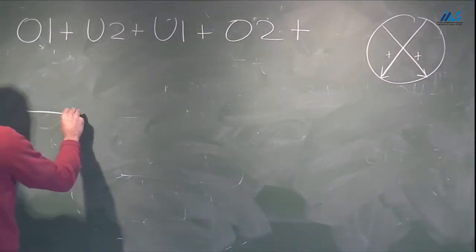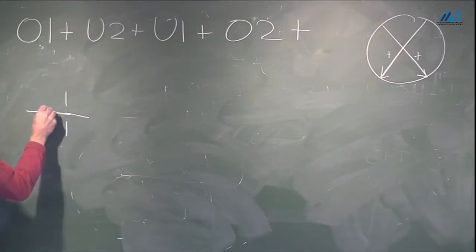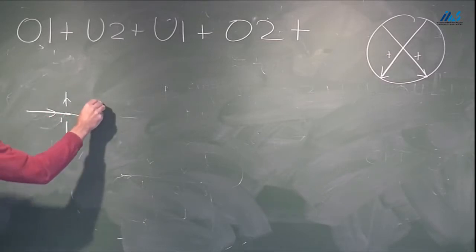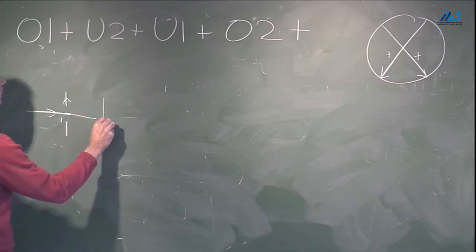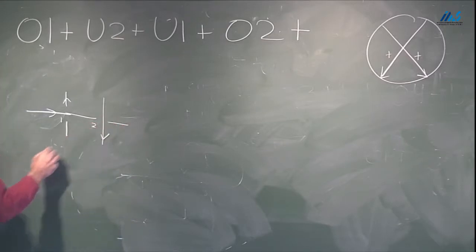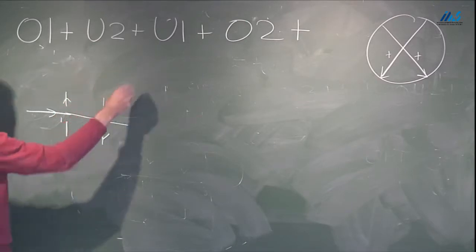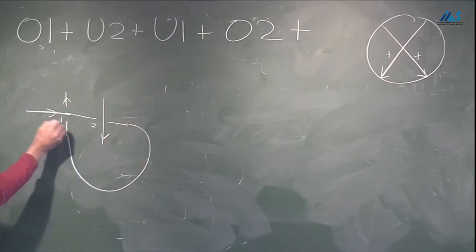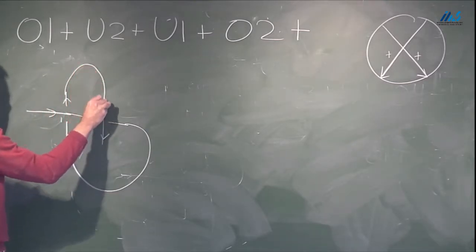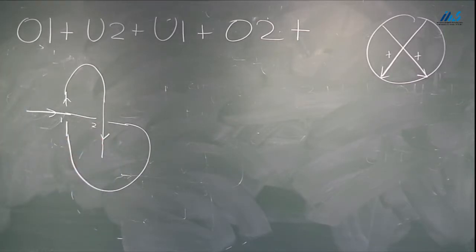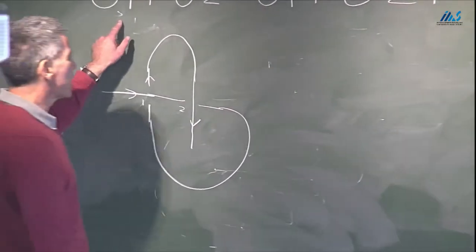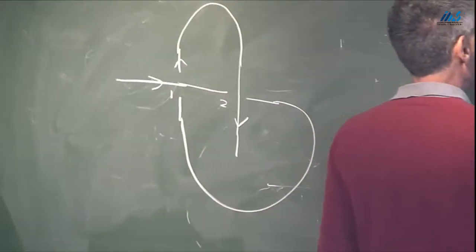Well, we go over the first with a plus. So that's 1. And we go under the second with a plus, like this. And now we have to go under the 1, so we connect up here. And then over the 2. And now we want to close up. So now we're in trouble. So this Gauss diagram is not realizable.